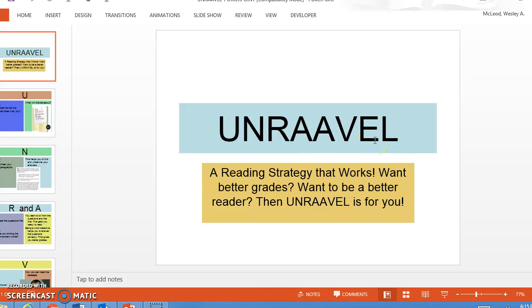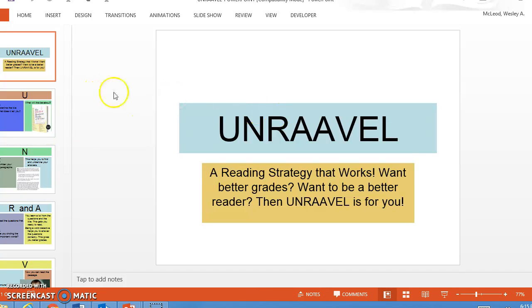UNRAVEL. So with this reading strategy, the purpose is to help your students read better, to help you as a student read better. And so what we're going to do is talk about each letter in the acronym and how it helps you become a better reader and helps you with your annotations.